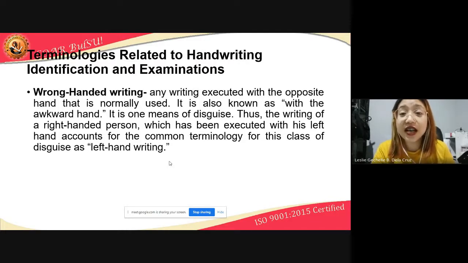Okay? Thus, the writing of a right-handed person which has been executed with his left hand accounts for the common terminology for this class of disguise as left-hand writing. But if you are left-hand, ang wrong hand mo, syempre right.